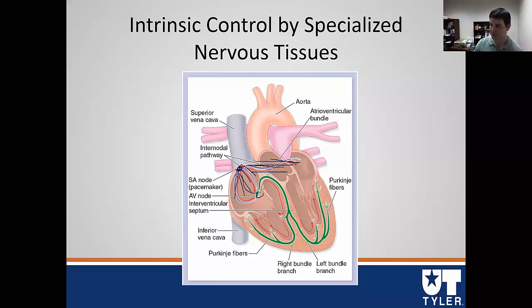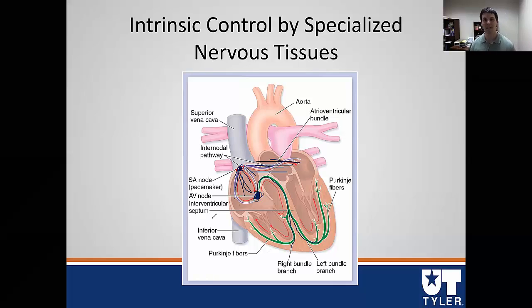The spread of depolarization will sit here in the AV node for about 1/10 of a second and pause. Again, that pause is important because it allows us to fill the ventricles with blood. Then we'll allow that signal to come all the way down to the bottom of the ventricles through what is known as bundle branches. So the right will go to the right ventricle and the left to the left ventricle.